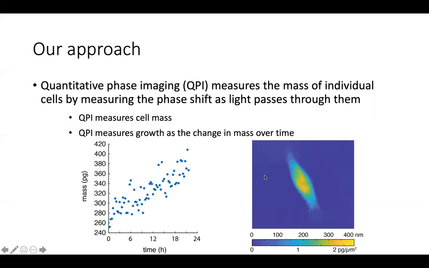And so QPI measures the change in mass over time as growth. So what we can do is repeatedly measure the cell's mass in order to determine how quickly it's growing. Here you can see repeated mass measurements over time, and this cell demonstrates robust growth the entire experiment, as you can see, because it continues to gain mass throughout the experiment.